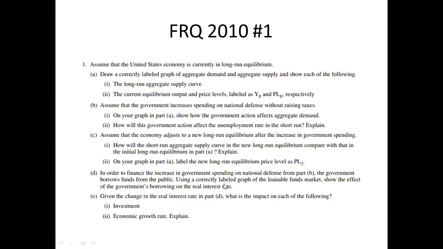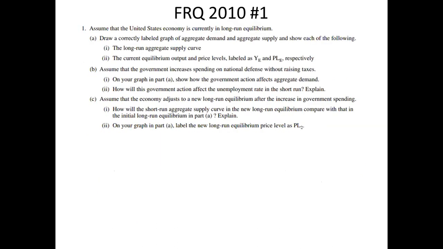All right, so first question is from 2010. It's FRQ number 1, again, which is a longer FRQ. So let's start with the first parts here. Assume that the United States economy is currently in long-run equilibrium. Draw a correctly labeled graph of aggregate demand and aggregate supply, and show each of the following. The long-run aggregate supply curve, the current equilibrium output and price levels labeled as YE and PLE respectively.